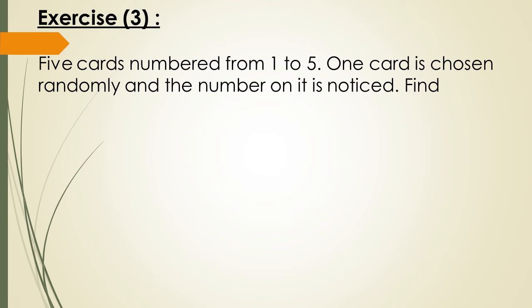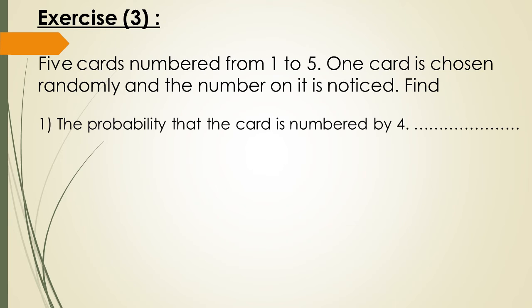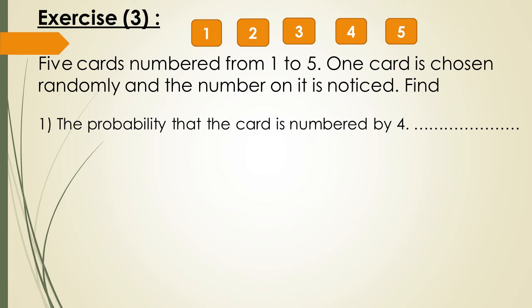And now, exercise 3. 5 cards numbered from 1 to 5. One card is chosen randomly and the number on it is noted. Find, number 1, the probability that the card is numbered 4. First, here we have the 5 cards from 1 to 5. Before we start, we have to write the total number of cards. The total number of cards is 5. So in our answer, the denominator must always be the total number, which is 5.